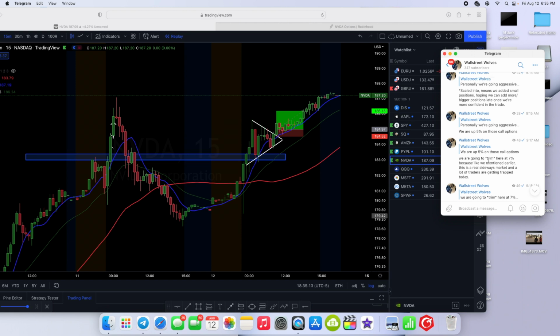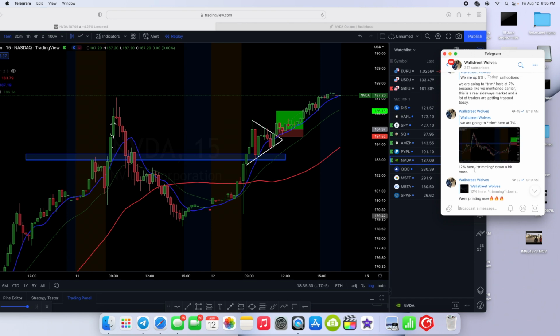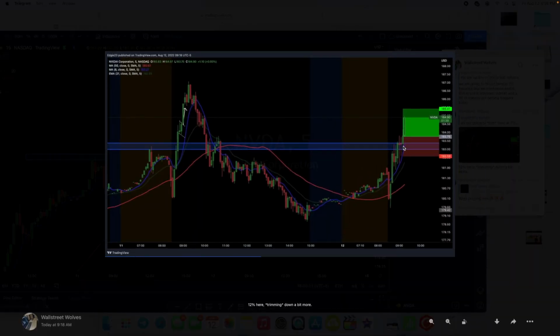We are going to trim. Remember that trim thing we said is trail your stop loss as prices go up. As you go and secure some profits, you want to move your stop loss every time, here at 7%, because like we mentioned earlier, this is a real sideways market and a lot of traders are getting trapped. Yeah, today was crazy. 12% here. So yeah, this thing kept running up.